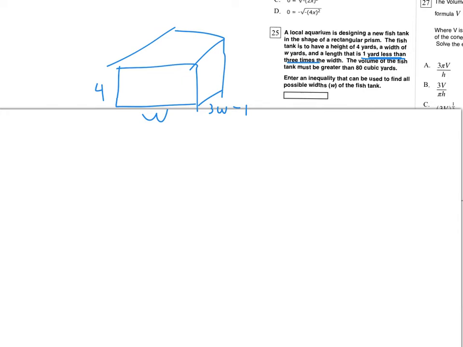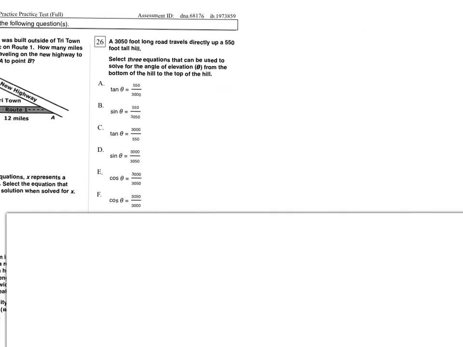And so they want the volume to be greater than 80, and so they want us to write an inequality for this. So I would say for volume of a box, it's just everything multiplied together. So I'd say 4W times 3W minus 1, and I want that to be greater than 80. It doesn't say to actually solve this, so just leave it like that.